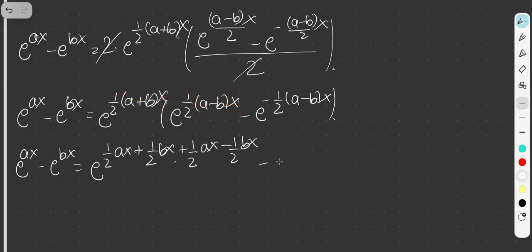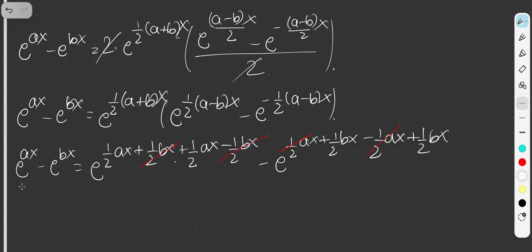And for the second term, the same stuff: e to the 1/2 ax plus 1/2 bx minus 1/2 ax plus 1/2 bx. And guess what? Obviously, we would be having a lot of cancellations right over here. So these two things get cancelled out, and these two things get cancelled out as well.